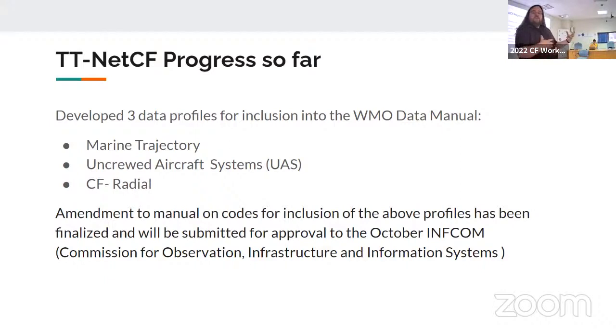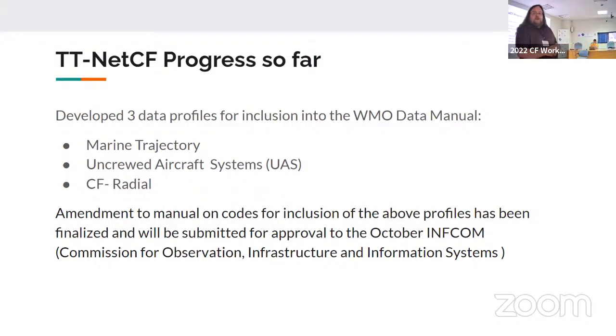So in the past year, we developed 3 data profiles for inclusion into the WMO data manual. There's one for marine trajectories, which could be surface trajectories like drones that are going along the surface, or underwater trajectories like gliders that dive and take measurements. There's an uncrewed aircraft system, which is kind of a trajectory, but it's a little bit different. And then there's the CF radio, which is the radial data.